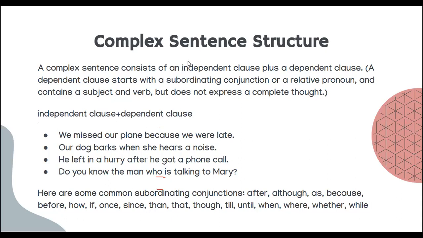For example, we missed our plane because we were late. We missed our plane. This would be our independent clause. We missed our plane. Because we were late, this is dependent. This depends on that. For example, we missed our plane can be a sentence on its own, independent. Because we were late doesn't make sense on its own. It's not independent.